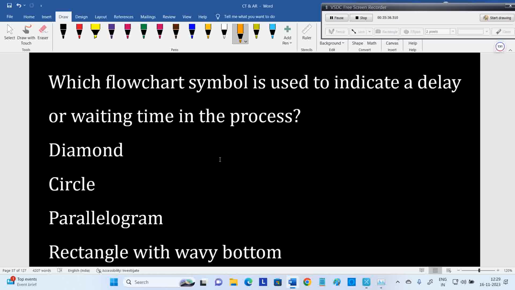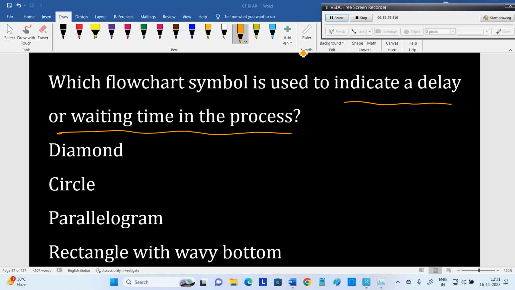Circle, parallelogram, rectangle with wavy bottom. CSE students, CSE branches, help me out to solve this question. In flowchart, which is indicating a delay or waiting time in the process.